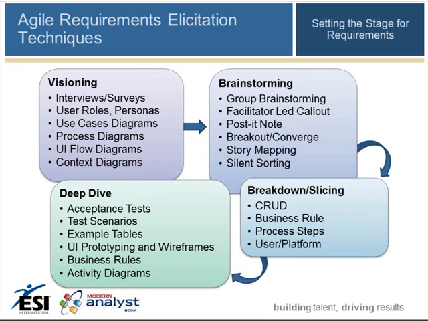The mechanisms by which we can do some of these things, the brainstorming approach is a primary one under Agile. Group brainstorming or facilitator-led call-out, creative use of Post-it notes in a room or on a bulletin board, breakouts, then reconverge, coming back with itemized solutions or itemized approaches, story mapping, silent sorting. All of these represent approaches for helping you ultimately to prioritize requirements and to assist you in moving forward with the most important.